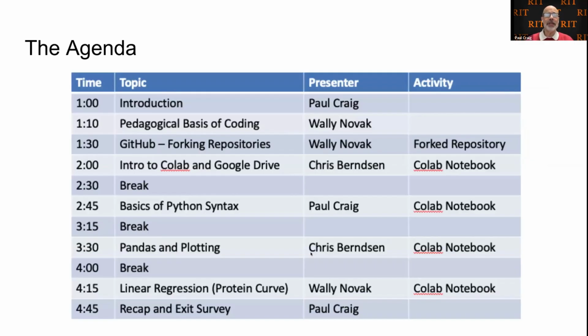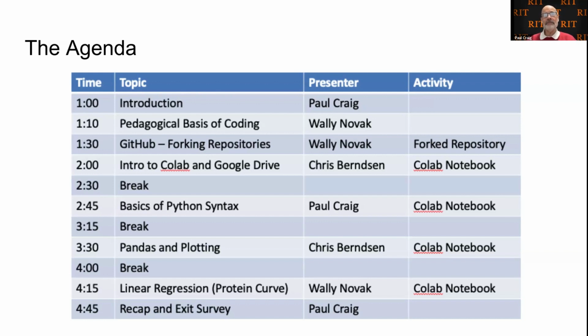Here's a summary of our agenda. So after the introduction, Wally's going to give a presentation about the pedagogical basis of coding, and then he's going to talk for a bit about GitHub and forking repositories and just using GitHub in general. And we really don't know exactly the timing of how things are going to work here, but we're going to stay with our schedule. So if we finish something early, we'll take some time where people can ask us questions. We can work on things. And there is a Q&A option for all participants in the workshop. And so if you have any questions, or if you encounter a difficulty, if a notebook won't open for you, for example, put something in the question and answer tab, and we'll address that.